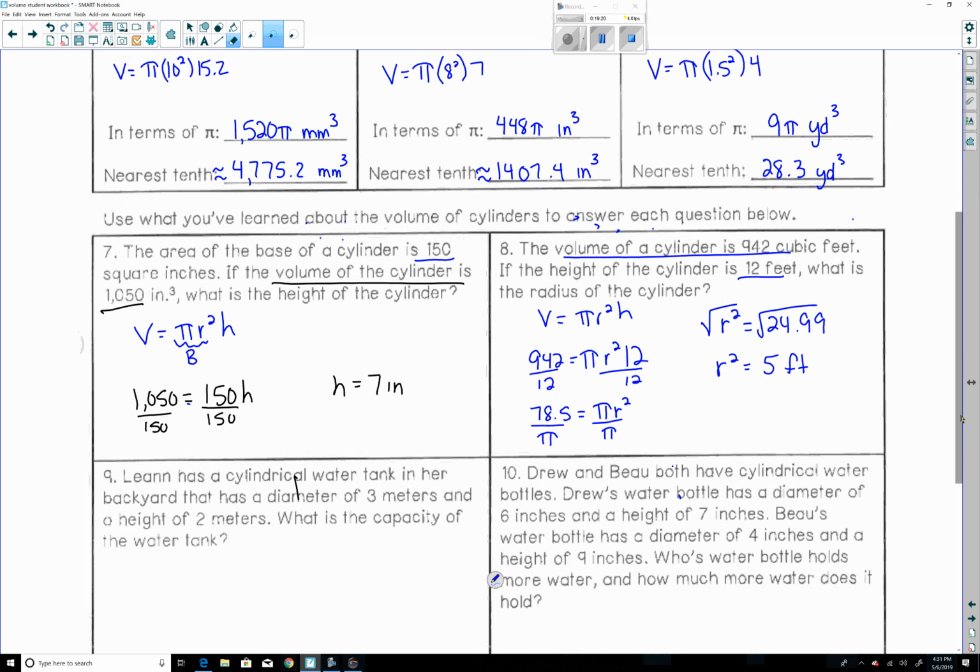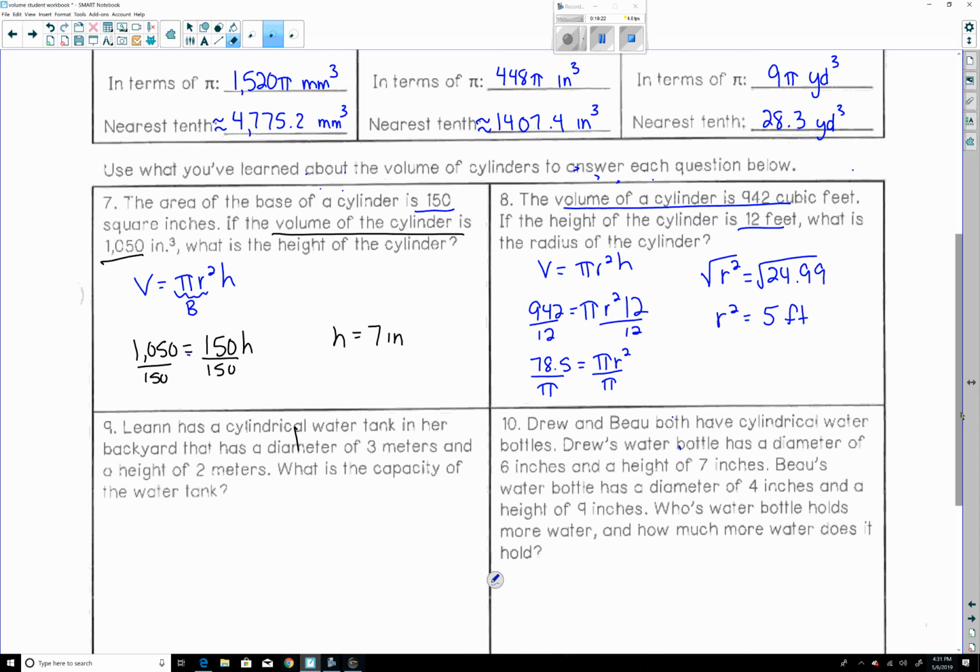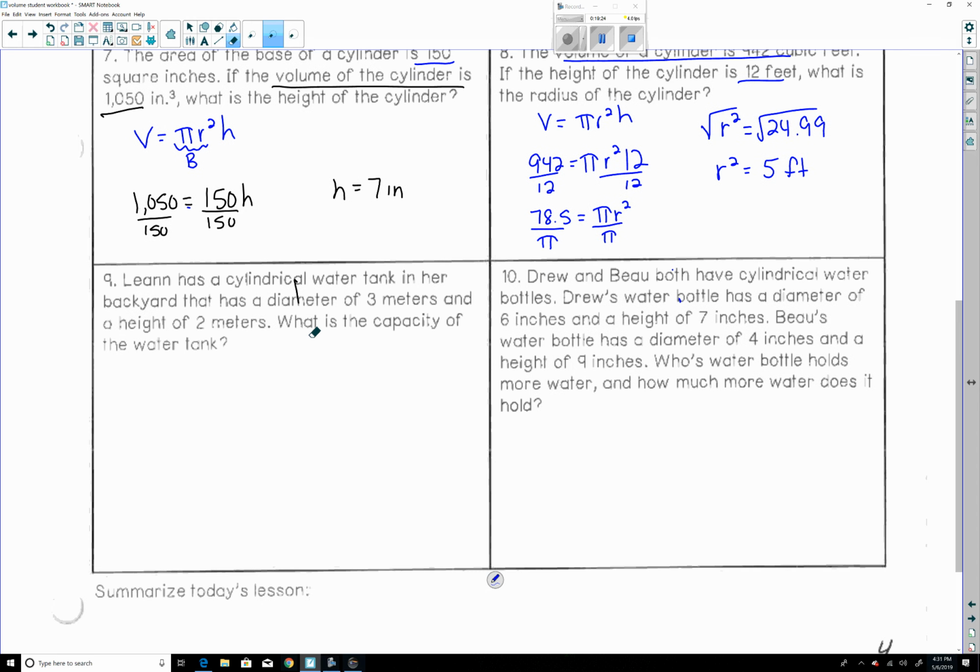I'm looking at the time, it's 1922. What I'm going to do is leave the last two. If you want to try to work through them on your own, by all means do that. We will work through them together tomorrow in class.